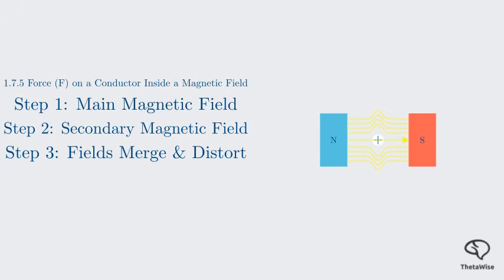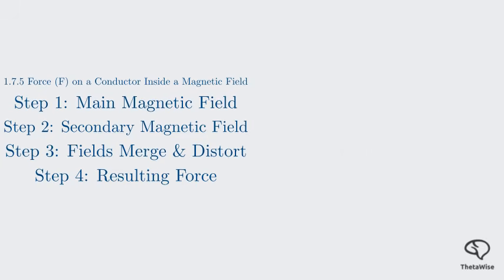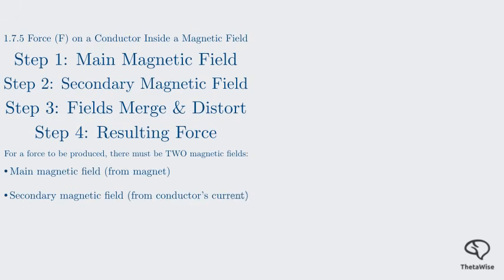Remember, magnetic flux lines behave like stretched elastic bands. The stronger field above the conductor, with its bunched-up lines, acts like a tight rubber band that wants to release its tension. The weaker field below offers less resistance. This stronger field above pushes down on the conductor. Therefore, a downward force is exerted on the conductor. From this, we can conclude that for a force to be produced on a conductor, we must have two interacting magnetic fields: a main, external field, and a secondary field created by the current flowing in the conductor.